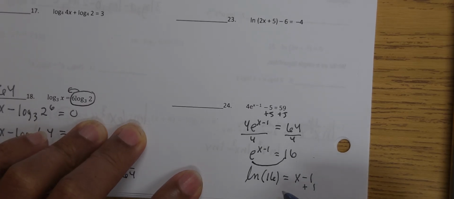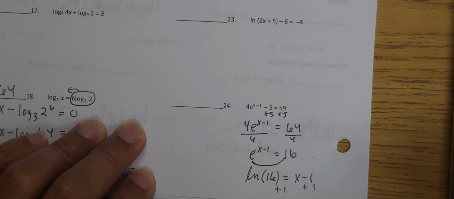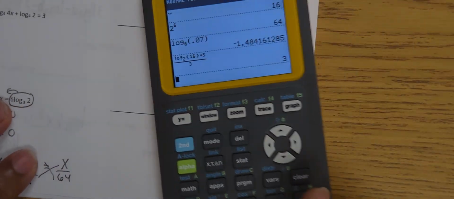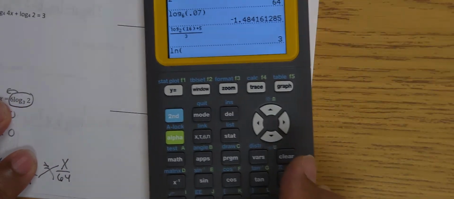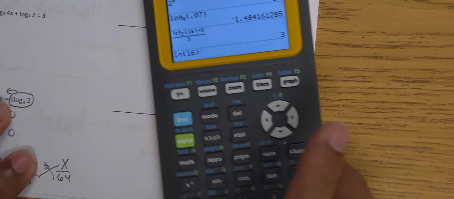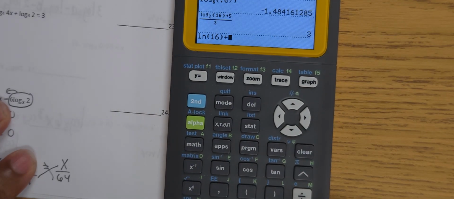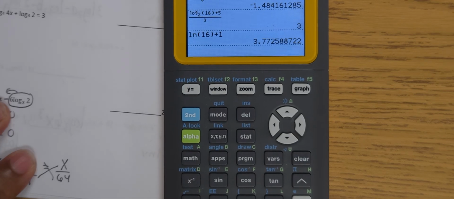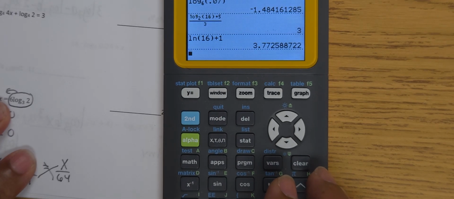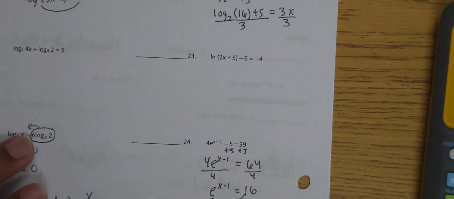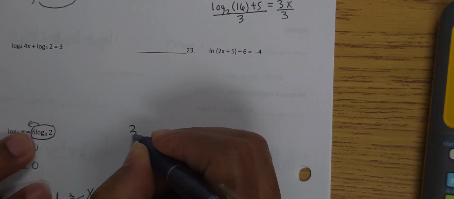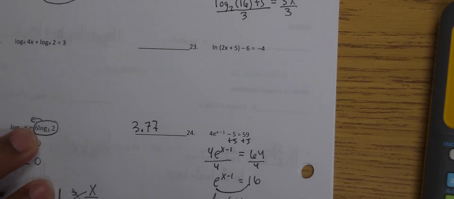Then I'm going to add 1. So then I'm going to do this in the calculator. Natural log of 16, and then add 1 more to it. So plus 1, and it gives us 3.7725, so approximately 3.77. And that's the solution to this equation.